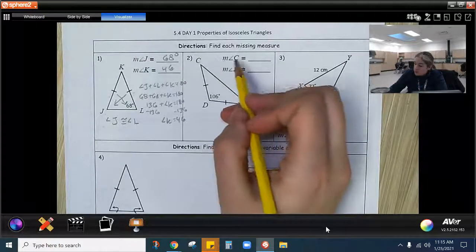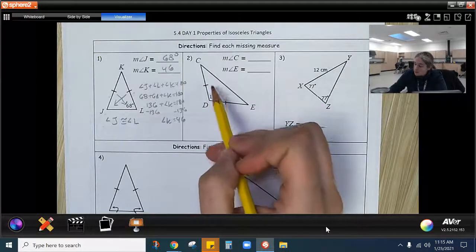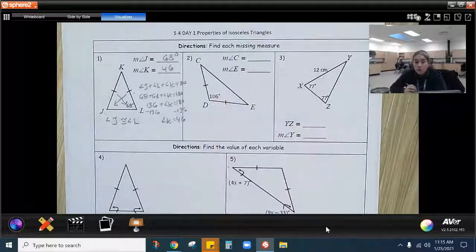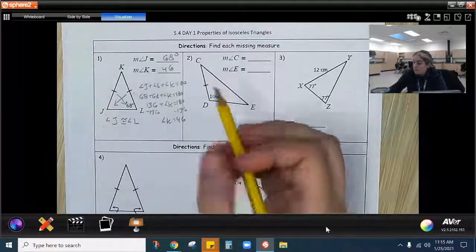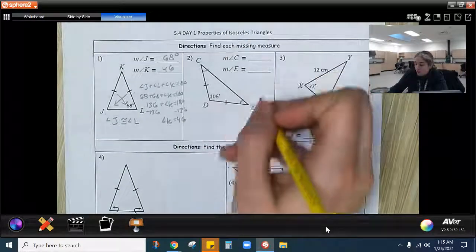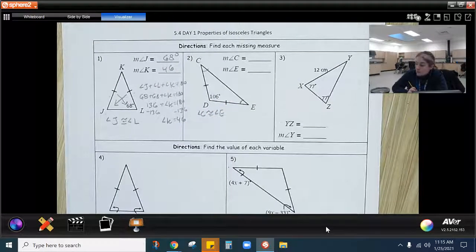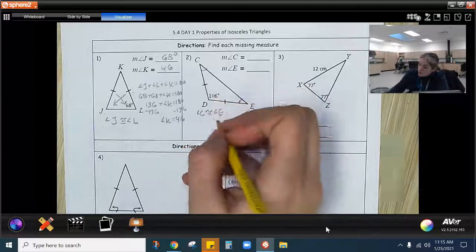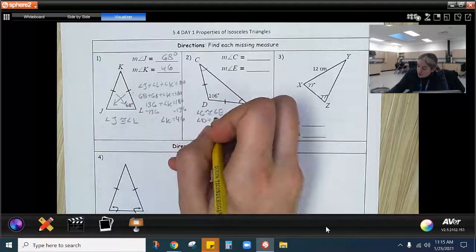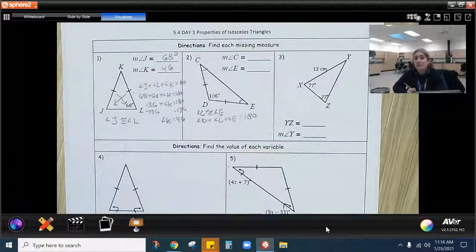All right, so this one right here, measure of angle C. We already know that our sides are congruent, so we know that this is isosceles, which means that if you know it, mark it, angle C and angle E must be congruent. So angle C must be congruent to angle E because it's an isosceles triangle, and those are the base angles. We know that angle D is 106, so angle D plus angle E will equal 180. And I'm just going to pick a variable to represent the measures of angles C and E. I'm going to go with X because I'm lame.